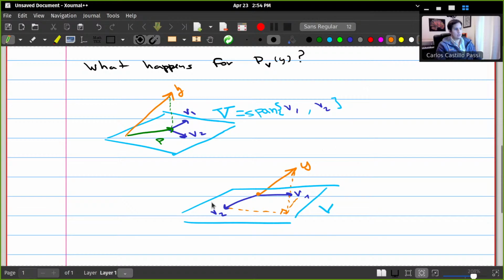Obviously, to be contained onto the vector space V, that means that y, or at least P, the orthogonal projection, needs to be written as a linear combination of v1 and v2. That's correct. So you have alpha v1 plus beta v2. Can we do something similar to the simpler case here to obtain the coefficients?